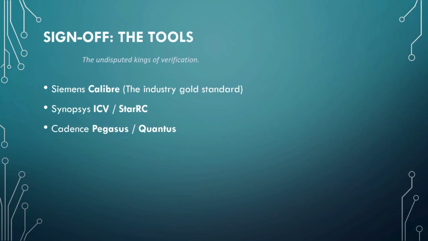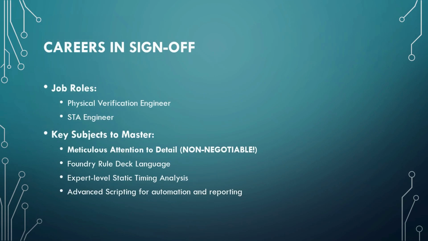The city inspector does not use the same tools as the construction crew. They have different specialized tools, high precision instruments to find each and every flaw. In the chip world, these are sign off tools, with Siemens Calibre being the legendary gold standard. These are the ultimate gatekeepers of your project. Physical verification and STA engineers are highly specialized and respected. Their job requires meticulous attention to detail as there is no room for error. They are the final authority on whether a multi-million dollar chip is ready or not.